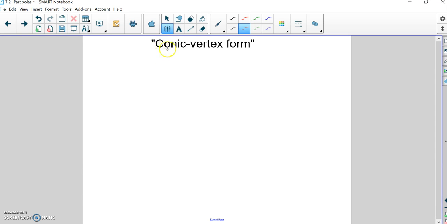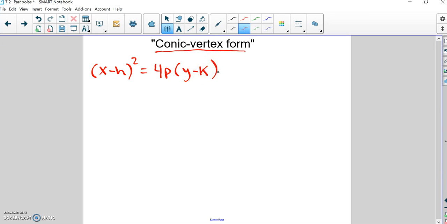Most of the time we're going to call it standard form, but for a parabola, we're going to call it conic vertex form. So there are two different forms that you need to know here. I'm going to write them down and I'll explain what they are. Okay, here's the first one: (x - h)^2 = 4p(y - k). Remember, I told you that 4p never changes.